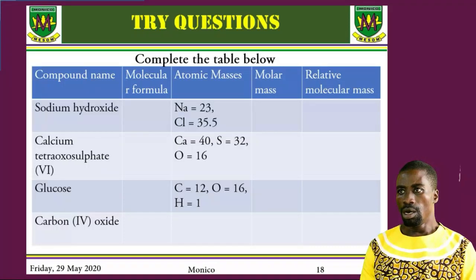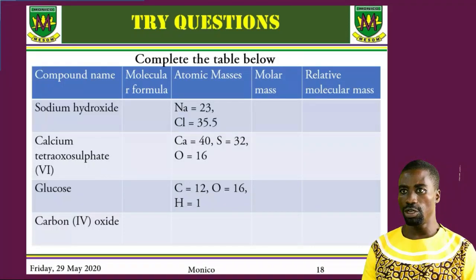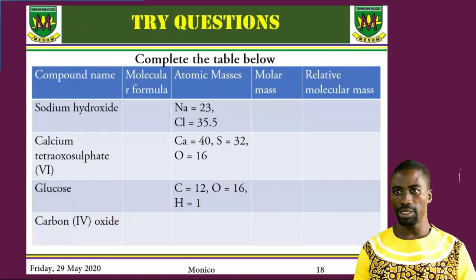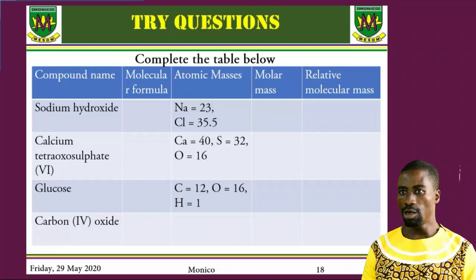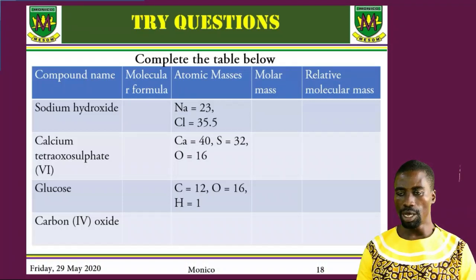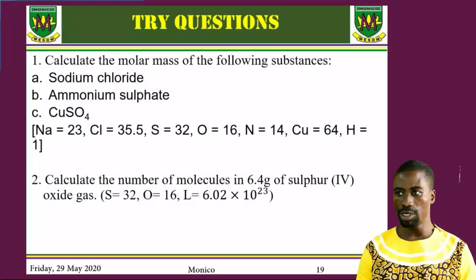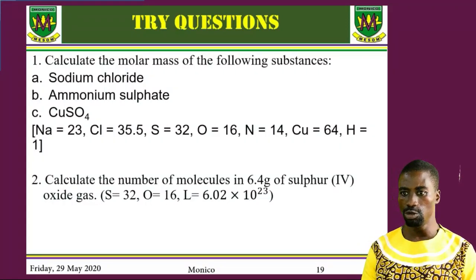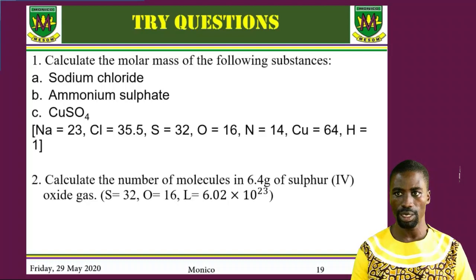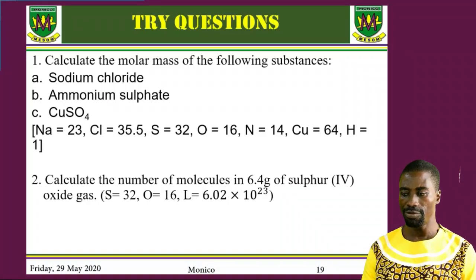Good. Alright, now this is also a trial question for you. You have been given sodium chloride, ammonium sulfate, copper 2 sulfate, and all the atomic masses of the various atoms involved. You are to calculate the molar mass. Then try question 2 also: calculate the number of molecules in 6.4 grams of sulfur 4 oxide gas, and the various information you will need to do your calculation has also been provided. So having been able to go through this successfully, it will inform you on how well you have understood what we are dealing with.